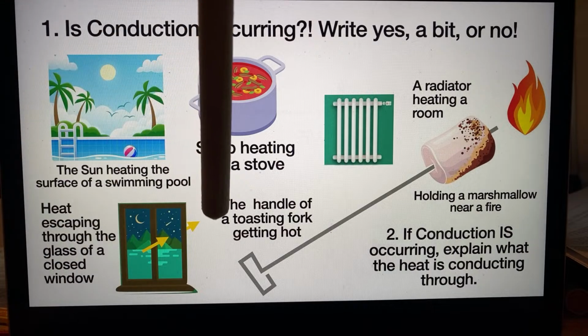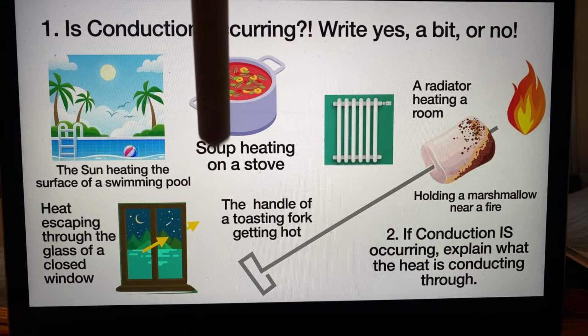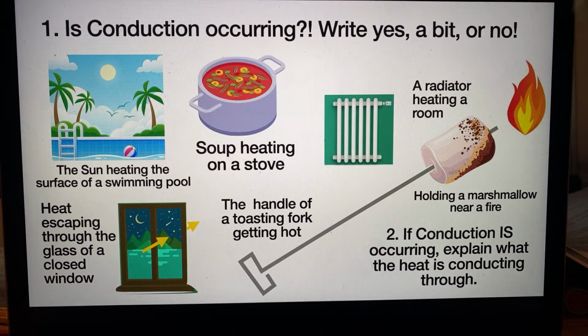The handle of a toasting fork getting hot. Is that conduction, yes, no, or a bit? And over here we've got a fire and a marshmallow not touching the fire and the marshmallow going brown.